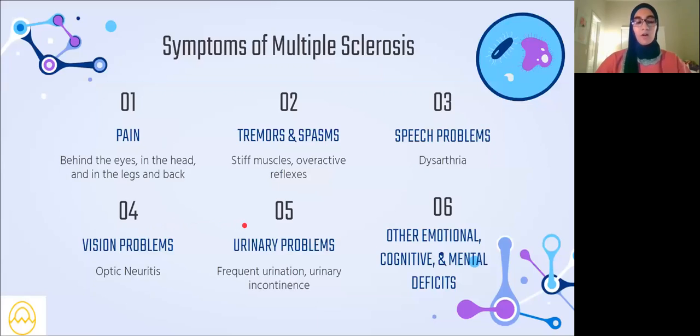MS symptoms may also be characterized by bladder issues, which result from disrupted communication between the brain and the muscles of the bladder and cause the bladder to be hyperactive.